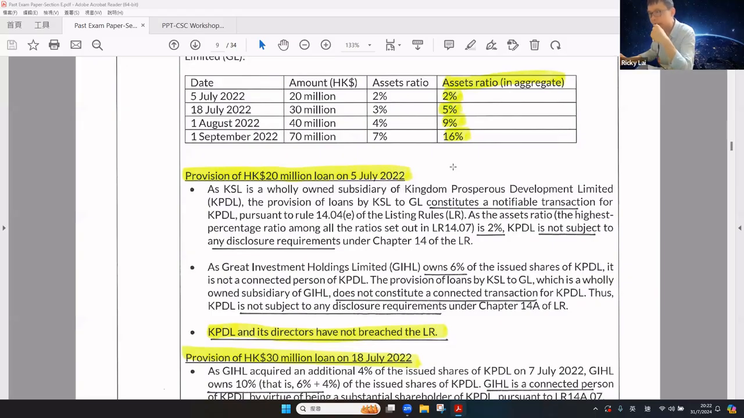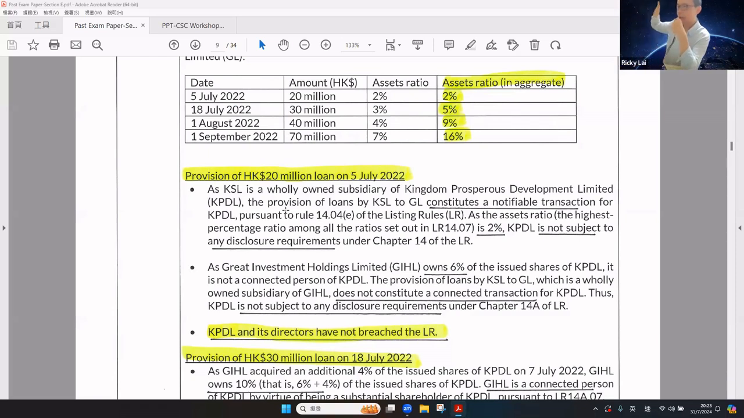Okay, how about the first loan? That is the $20 million loan on July 5. First of all, you need to provide the relationship between the companies. KXL is a wholly owned subsidiary of the listed company. The provision of loan by KXL to GL constitutes a notifiable transaction, so we need to calculate the size test. Since the question provides the size test result, that is the highest percentage ratio among all the ratios, which is 2%. Since the percentage ratio is not 5% or more, the listed company is not subject to any disclosure requirements.